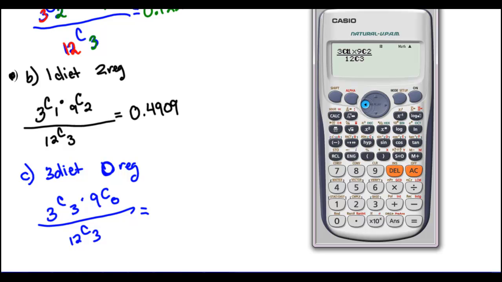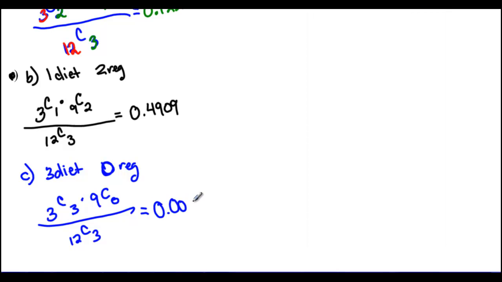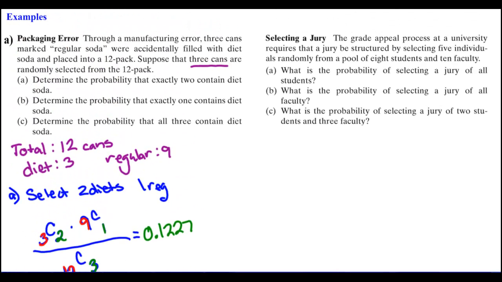So we'll pop back over. And this 3 choose 1 is going to become a 3 choose 3. 9 choose 0. And it's going to give us 0.004545. So this is going to be 0.0045. All right, let's look at our next example.